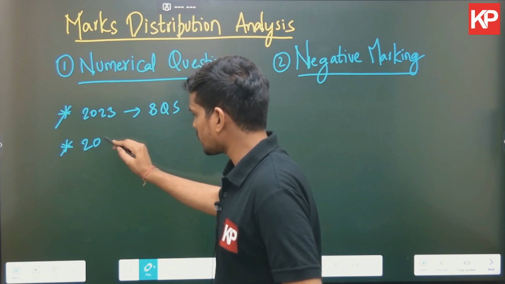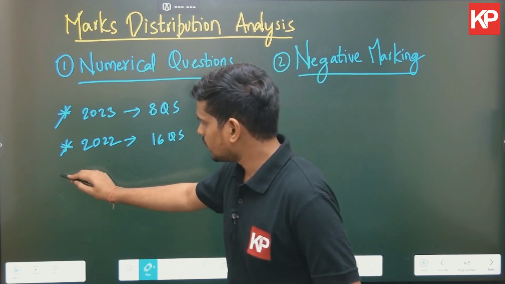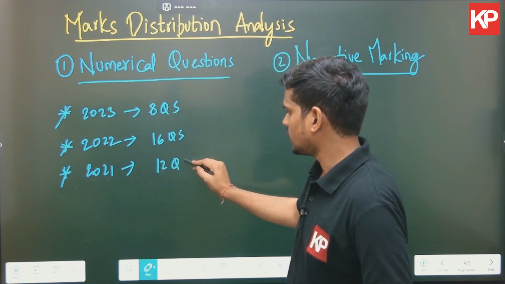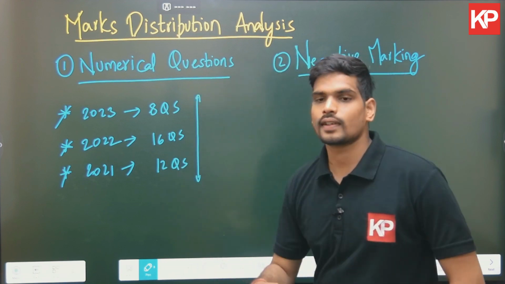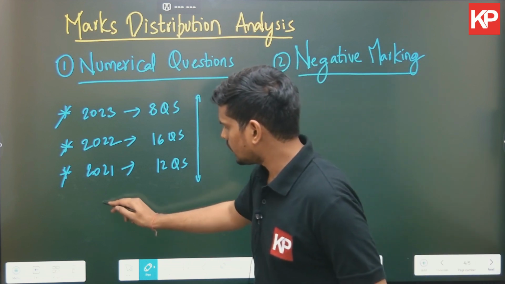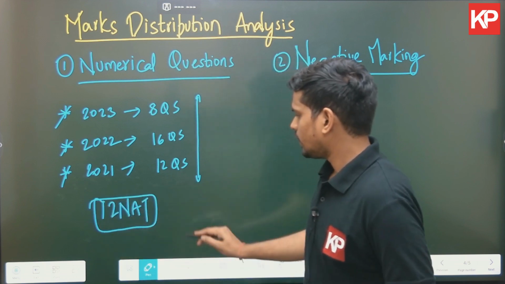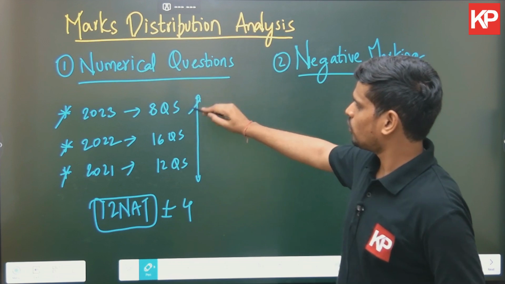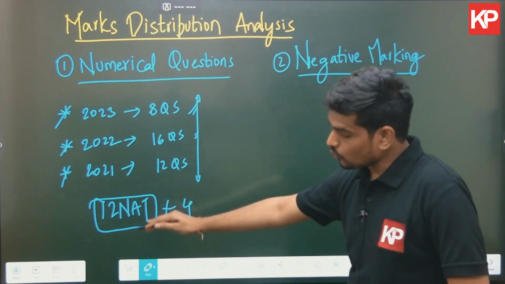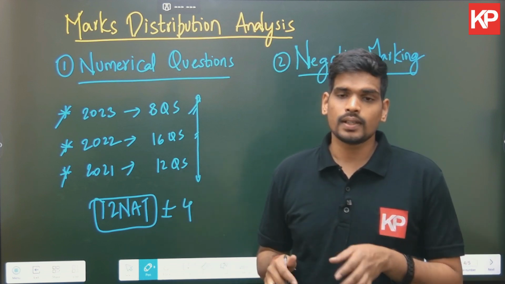In the 2022 question paper, there were a huge number of numericals, 16 questions. And the year before it, in the 2021 question paper, there were 12 numerical questions. So you see, there is no major shift or trend. There is always this deviation. On average, you will get 12 numerical answer type questions. It can be plus or minus 4: 4 questions less than 12 were asked in this year's paper, 2023, and in 2022, more than that, 16 numericals were asked. So there's no major shift in the pattern of the question paper.